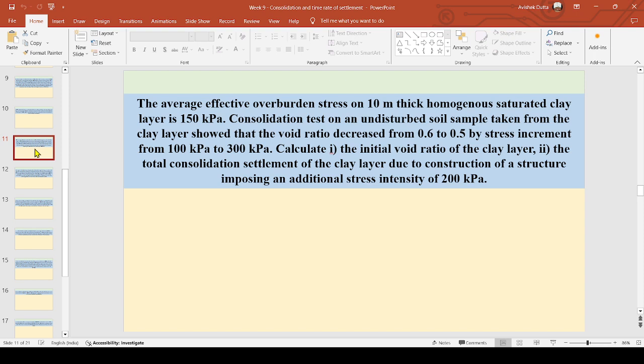So you have been given the thickness of the clay layer and the average effective overburden stress is 150 kilopascal, and you have also been given the decrement in void ratio from 0.6 to 0.5 on increment of stress from 100 to 300 kilopascal. Using these conditions, you have to find out the initial void ratio of the clay layer and the total consolidation settlement of the clay layer due to construction of a structure imposing an additional stress intensity of 200 kilopascal. I hope it is clear.